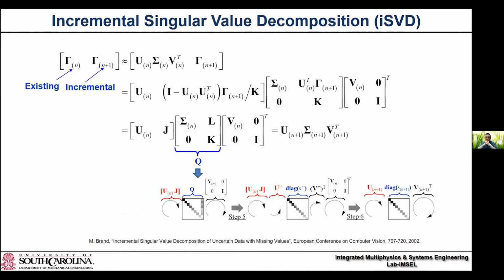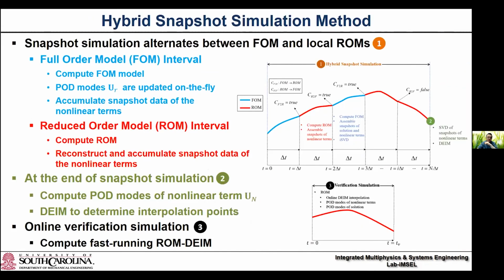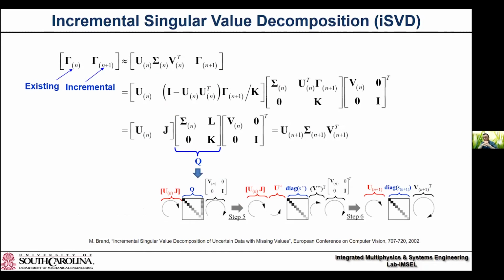The next thing is incremental singular value decomposition. Why do I want to talk about this? Because if you look at my hybrid snapshot simulation here, I need to perform a POD. However, if I have another simulation, I will generate more data, and then I need to use this new data to update the POD modes. In other words, if I have another simulation, I will keep adding new data into the POD modes, so I need to update them. The POD modes in our hybrid snapshot simulation are not static. They need to be updated on the fly. That's the reason we need to use this incremental SVD.